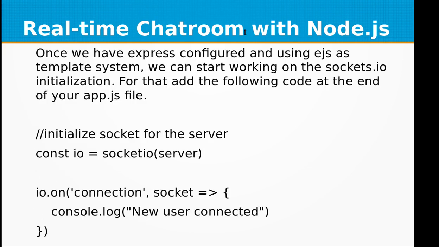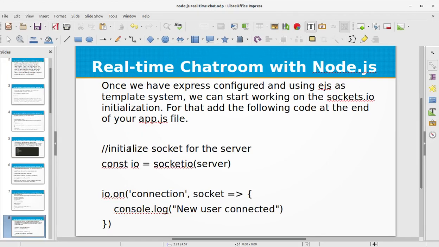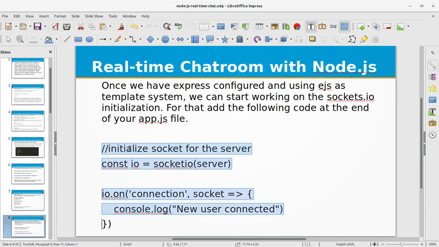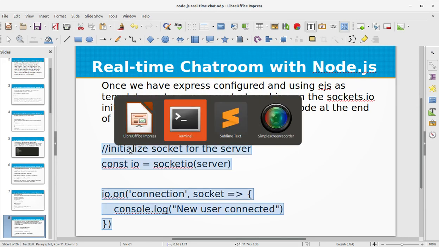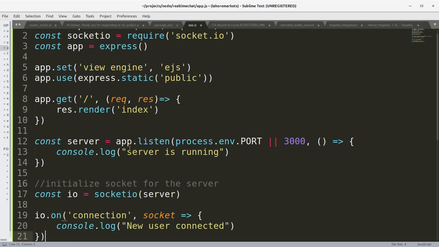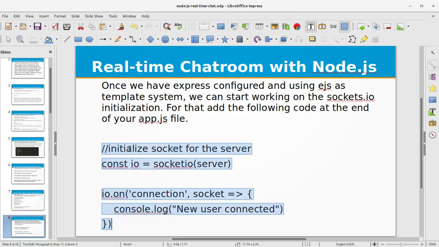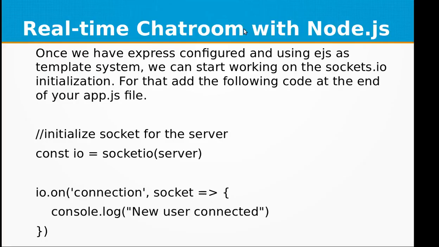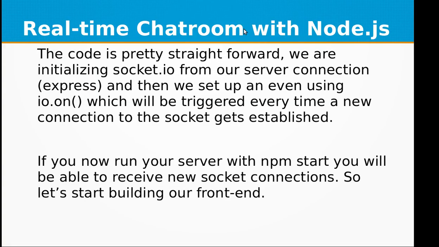Once we have Express configured and using EJS as template system, we can start working on the socket.io initialization. For that, add the following code at the end of your app.js file. So once the connection is made to the server, we can console.log that new user has connected to the server. Let's save this file and let's move next. The code is pretty straightforward.